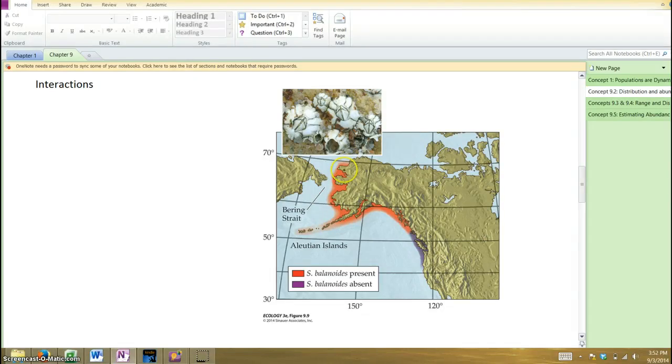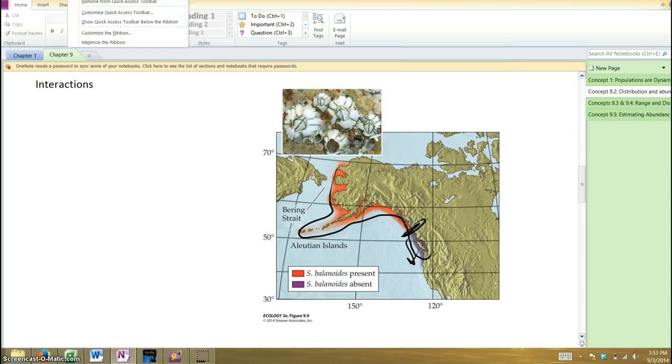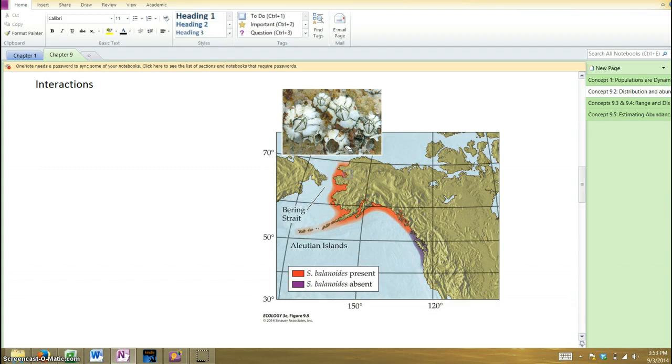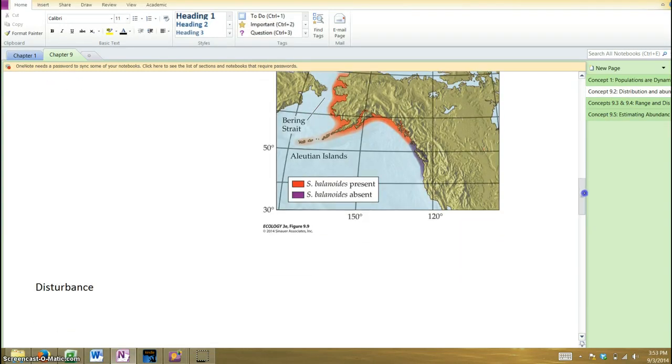So its range, which would cover this whole area based on temperature of the water, is actually somewhat restricted because further south here, there is competition from another species that keeps it from spreading to that area. So in this case, both temperature and other species impact where you find this particular barnacle.